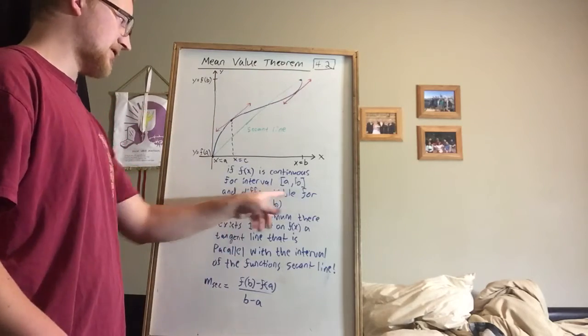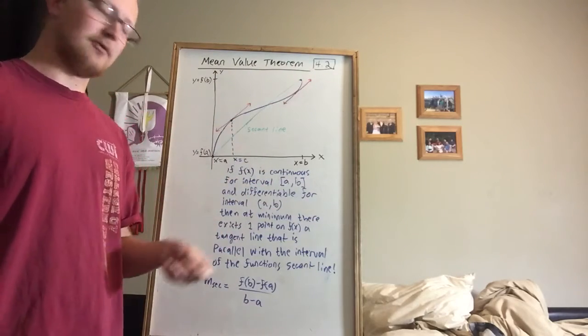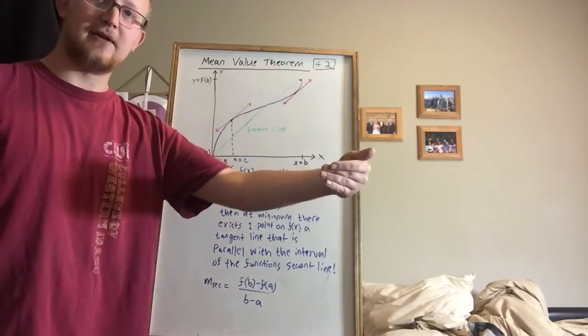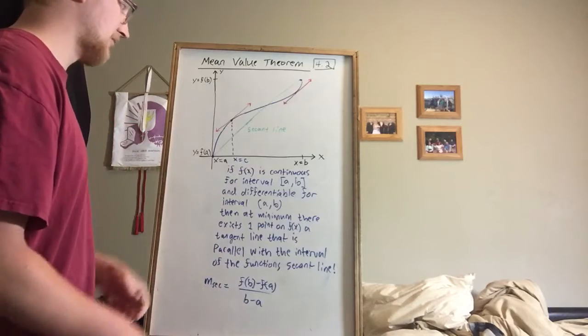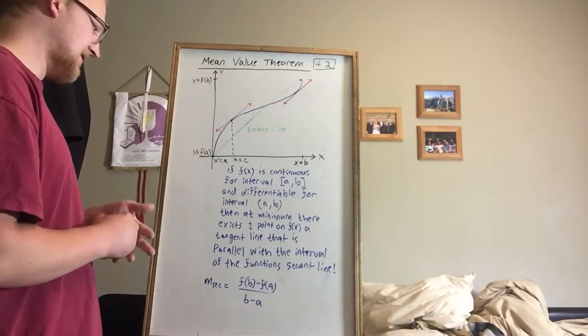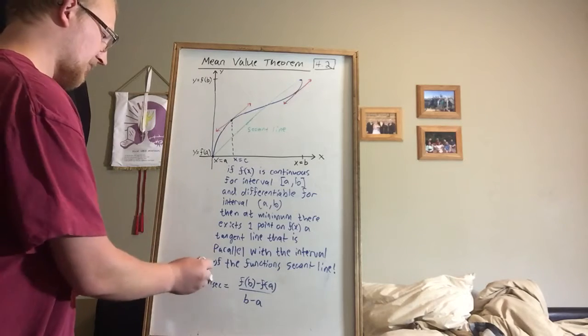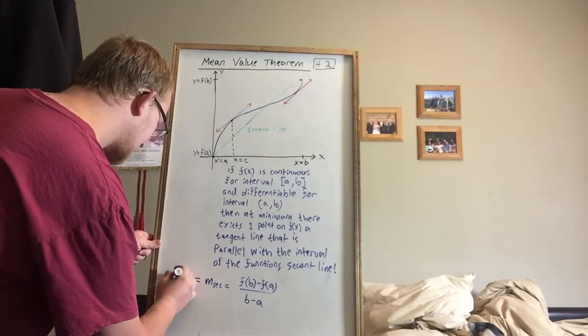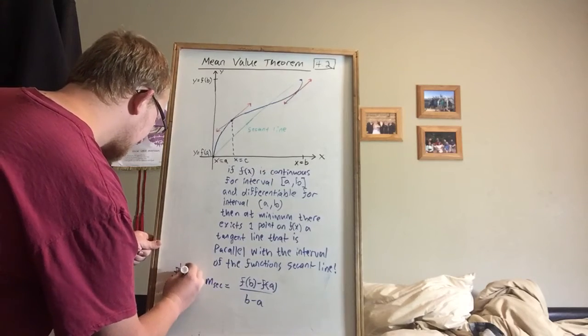So for differentiability, our ability to take a derivative, we don't need to include a and b, but we do need the whole interval from a to b, not including a and b, to be differentiable. And so this is the slope of our secant line. And also, what else we're going to call it is f prime of c.